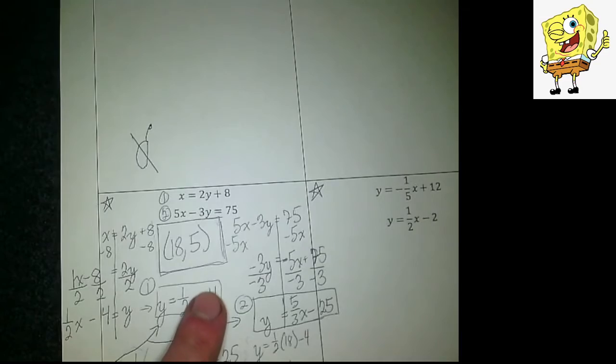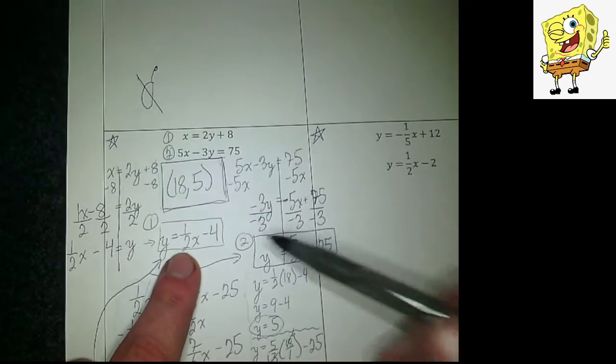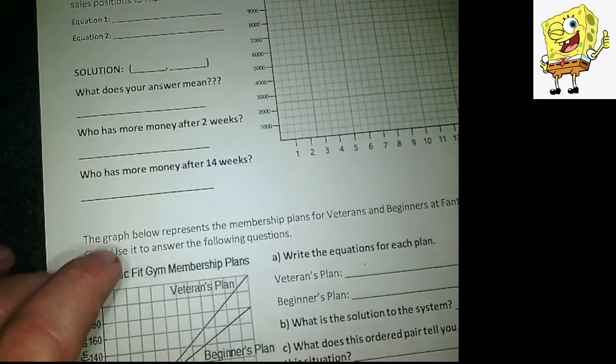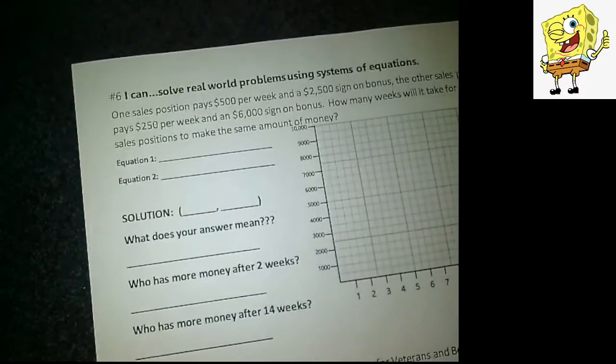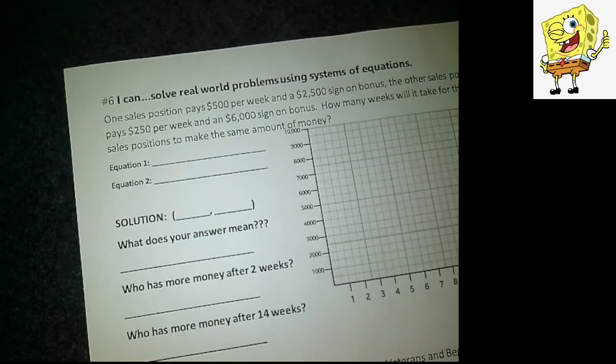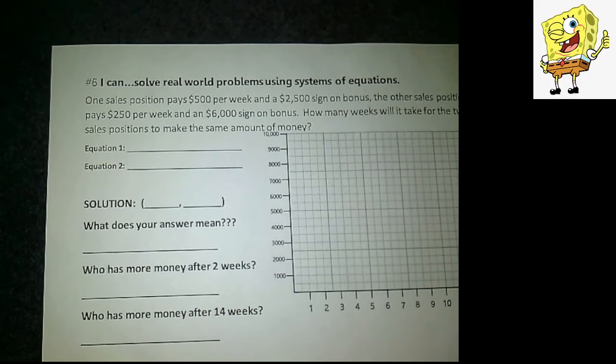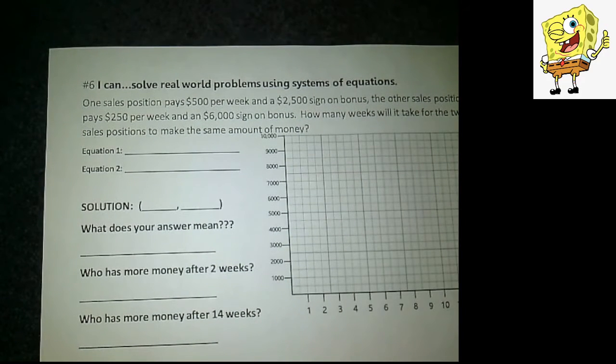I think, again, looking at time and where we're at, in the interest of the video, let's do number 6. I can solve real-world problems using systems of equations. All right, so one sales position pays $500 per week and $2,500 for a sign-on bonus. A sign-on bonus is a one-time additional pay that doesn't happen over and over again. The other sales position pays $250 per week and a $6,000 sign-on bonus.